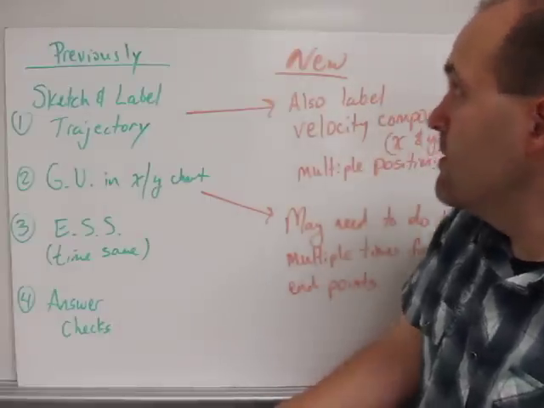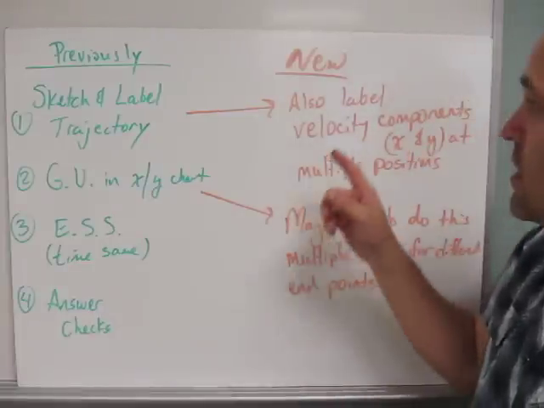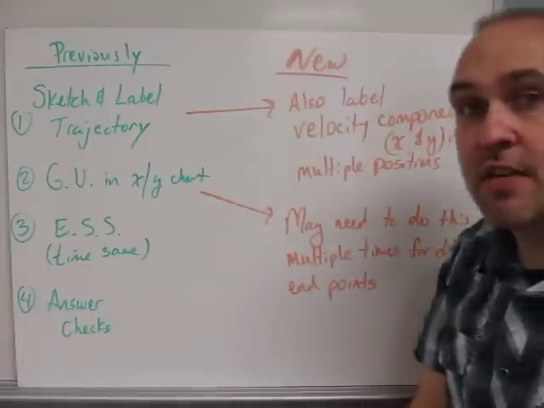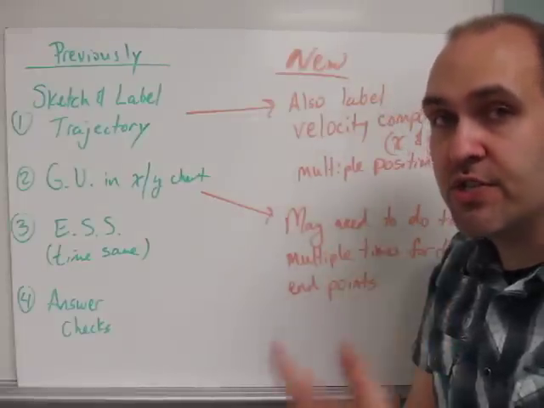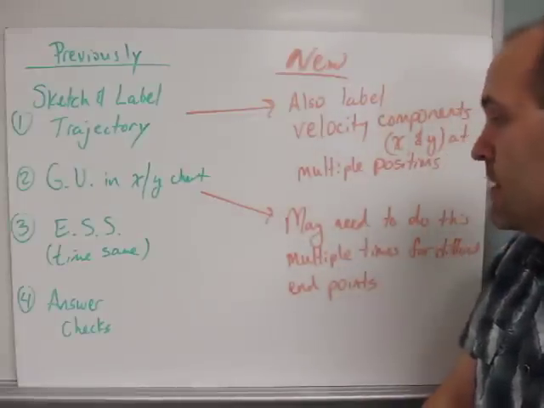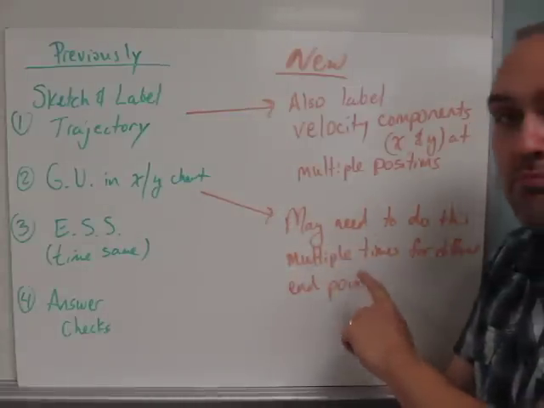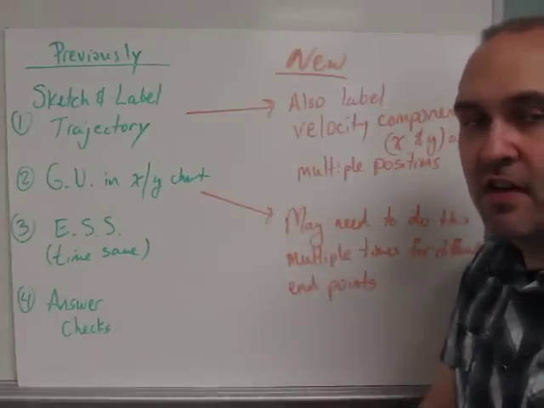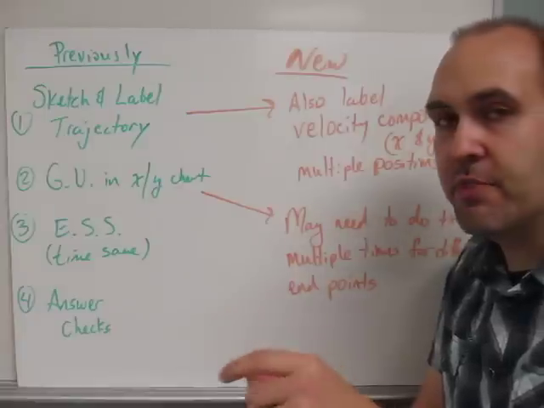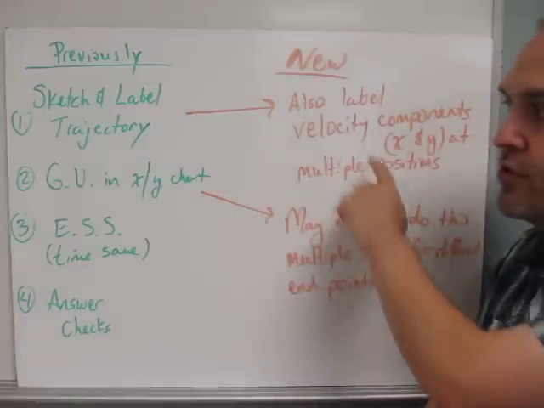Those types of things. The new things that we're adding with the projectiles launched at angles is that we also label the velocity components at those positions that we know something about, the beginning, the top, maybe the very end. And in the XY chart, it may be necessary to do multiple XY charts because you may want to know something about different positions in the trajectory, so like we did today. So those are the new things that we added.